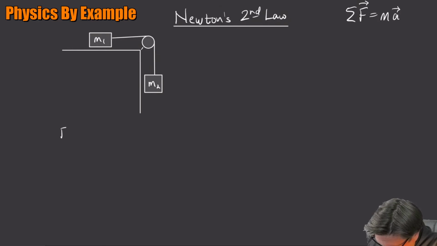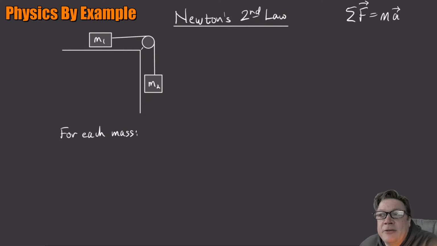For each mass, we're going to split it up. It's useful to split this up into the x direction and the y direction. So, all right, let's do M1. Look in the y direction of M1. So for M1, what do we have? Down is gravity, right? We do a little free body diagram. M1g is going down, and then up is the normal force. That's all that's going on.